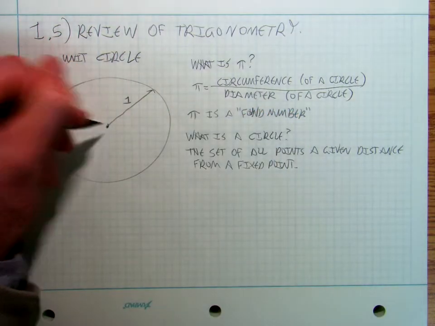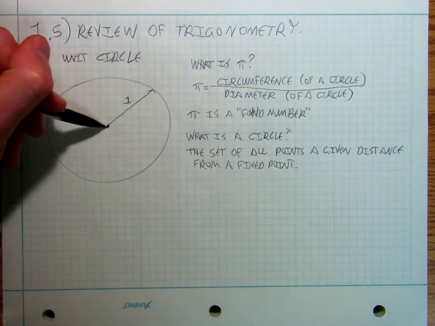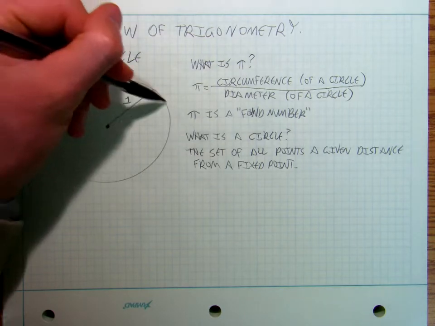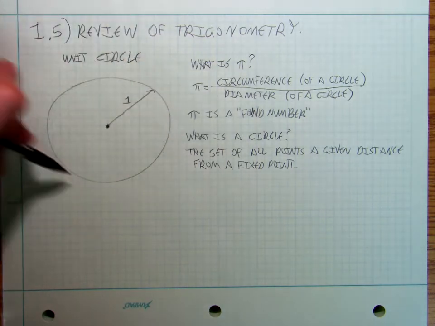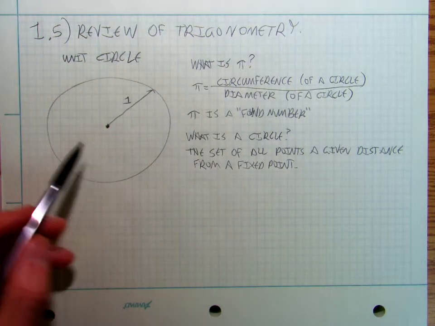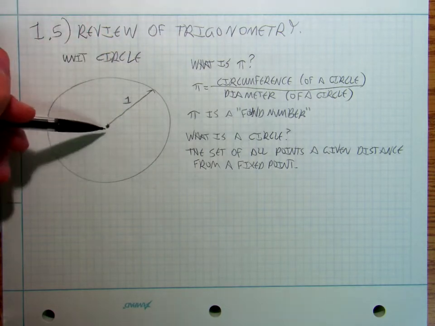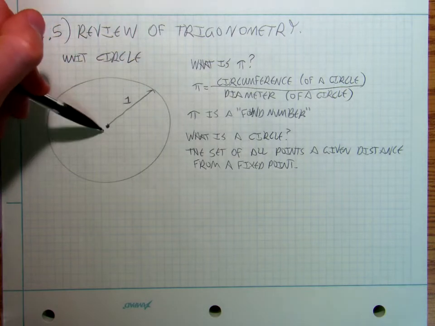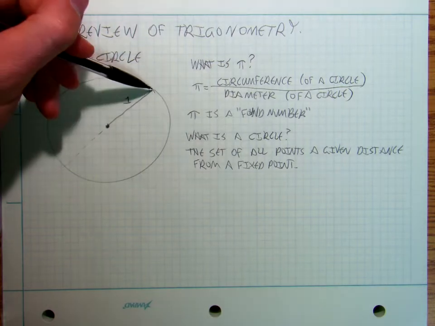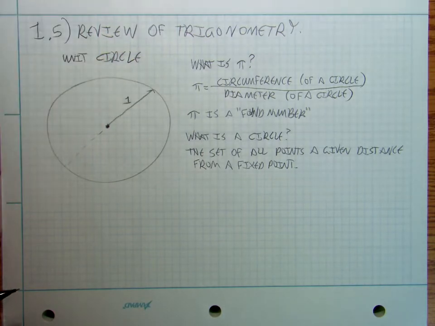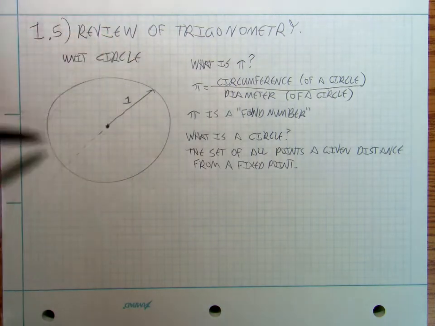So I take a point here, and then everything that is 1 unit away from that point makes my little sort of lopsided circle that I just free-handed there. So a circle is the set of all points a given distance, in this case 1, away from a fixed point right there. And then my diameter is the longest possible distance across the circle, and if I take the circumference and divide it by the diameter, I get pi.